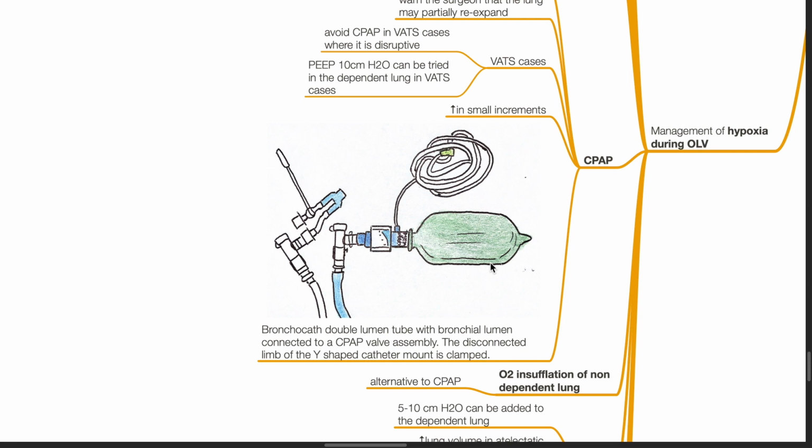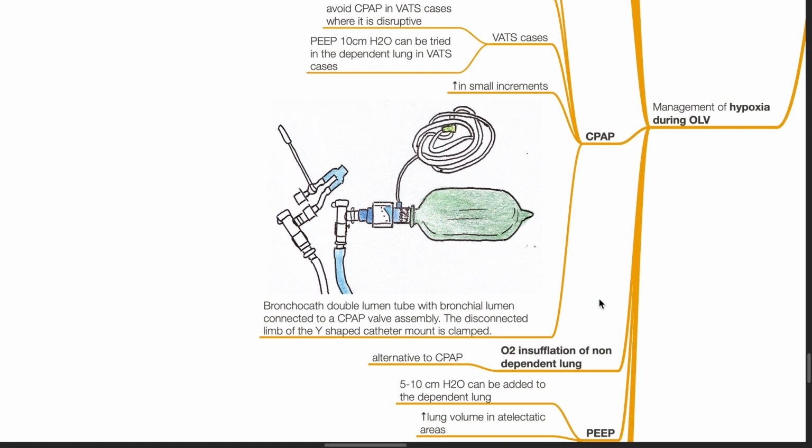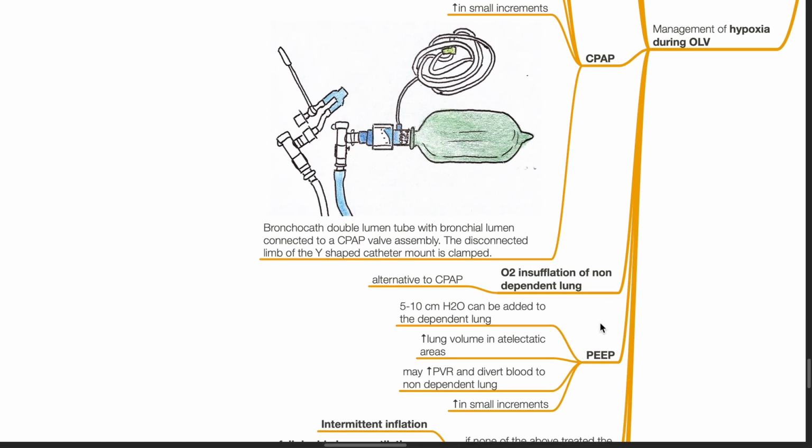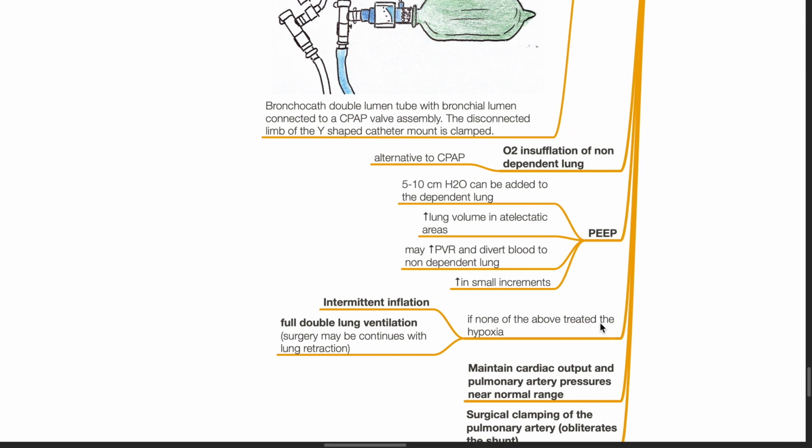This diagram shows a bronchocath double lumen tube with bronchial lumen connected to a CPAP valve assembly. The disconnected limb of the Y-shaped catheter mount is clamped. Oxygen insufflation of the non-dependent lung is an alternative to CPAP. PEEP of 5 to 10 cm H2O can be added to the dependent lung. This increases lung volume in atelectatic areas and may increase PVR and divert blood to the non-dependent lung.